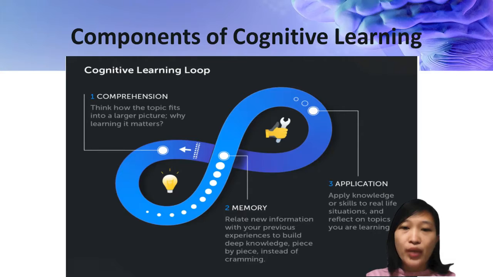And the last one, we have application. Cognitive learning strategies help you apply new information or skills in life situations. They encourage you as you continue to develop problem-solving skills.